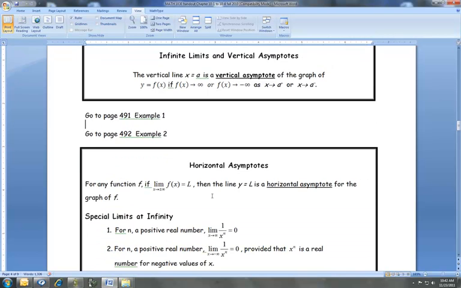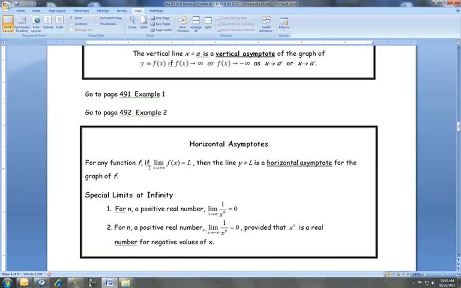And also we looked at horizontal asymptotes. Now for any function f, if the limit of my function as x goes to positive or negative infinity, so as x gets infinitely small or infinitely large, my function levels off, and if it gets close to a particular value, then this line, y equals L, is considered a horizontal asymptote for the graph of f.